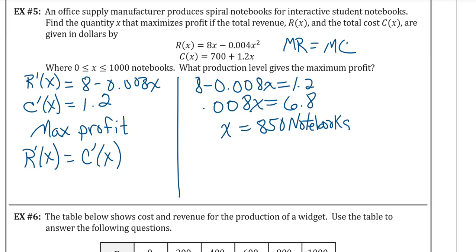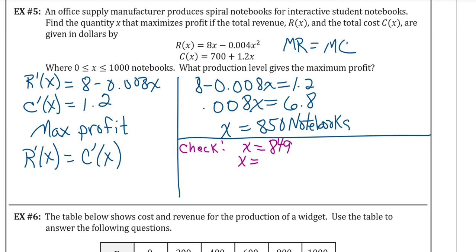Okay, so we could do a quick check here. And how we can do that is we can check what happens at X equals 849 and X equals 851. Because we're going to look at the difference in producing and our profit in those two. I wrote it again, 851. That should be a 1.